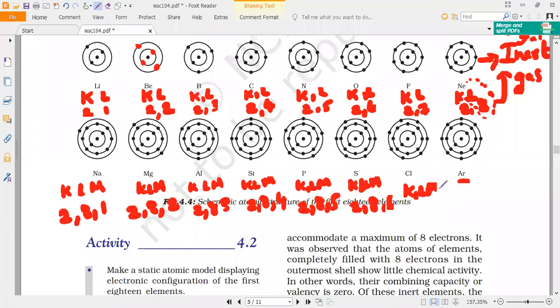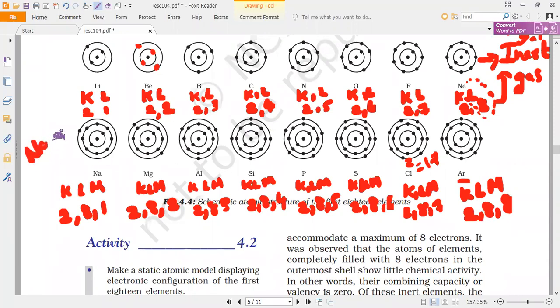Chlorine, we all know. What is the atomic number of chlorine? 17. Clear? So 2, 8, 7. Last, argon, 2, 8, 8. Now tell me here, from sodium to argon, what is the valence shell? M shell.